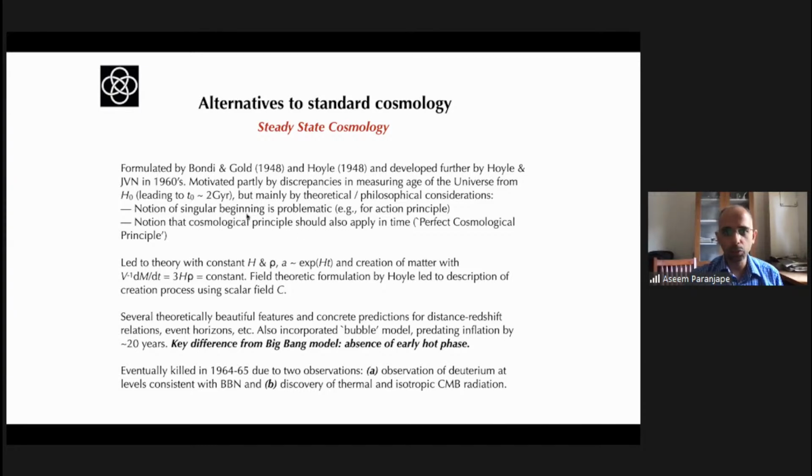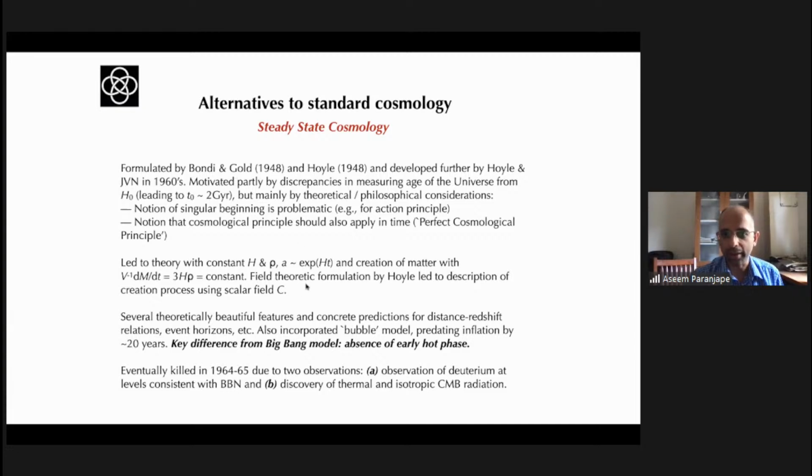So if I take these two things seriously, for example, the perfect cosmological principle and the idea that I don't want to have singular beginnings, etc., it led to a theory, lo and behold, which had a constant value of the Hubble parameter and the energy density and an exponentially expanding scale factor. The way this was done is by creating matter constantly at a rate which is 3 times H times rho. Notice that this is all happening in the 1950s and 60s, which is at least 20 to 30 years before the idea of inflation. But notice the similarities between these ideas. Okay, so this theory predated inflation by at least 3 decades.